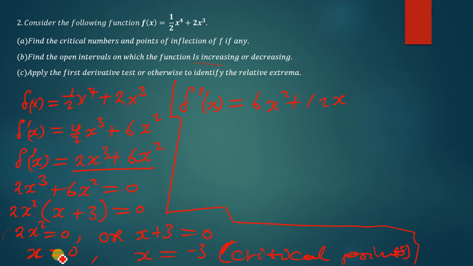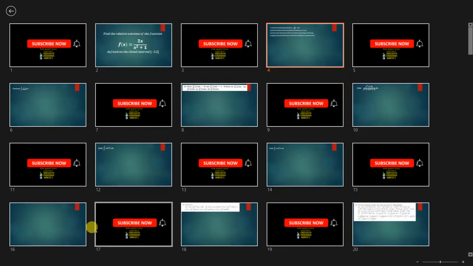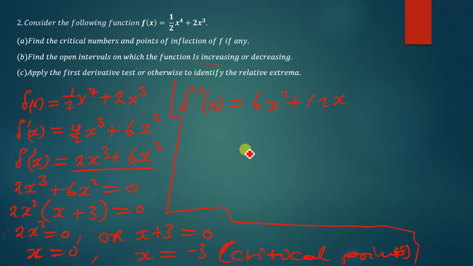When you try to put 0 in this expression, you discover that f double prime of 0 will give you 0. Then if you put negative 3 here, you're going to get, this will be 20, this will be 9 times 6.